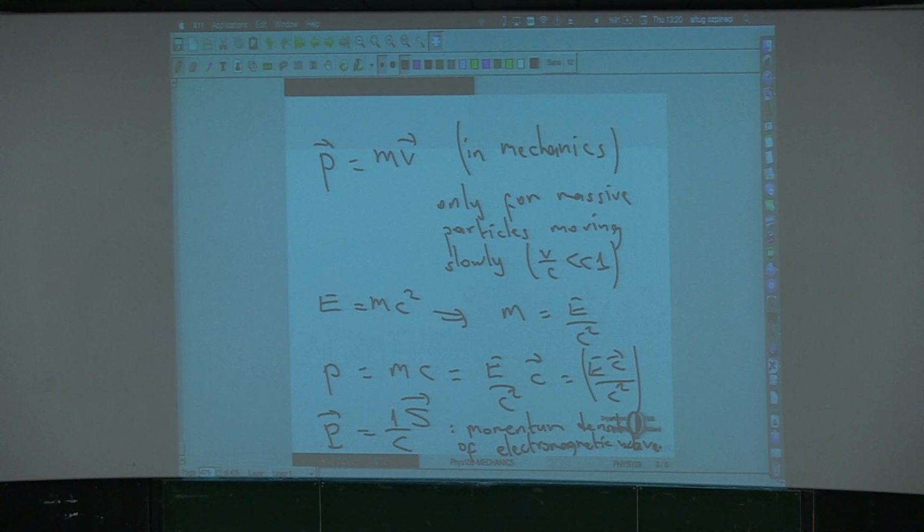So we say that it has its own existence. It's not just a mathematical tool that we invented, it actually exists. Now, any questions on this?